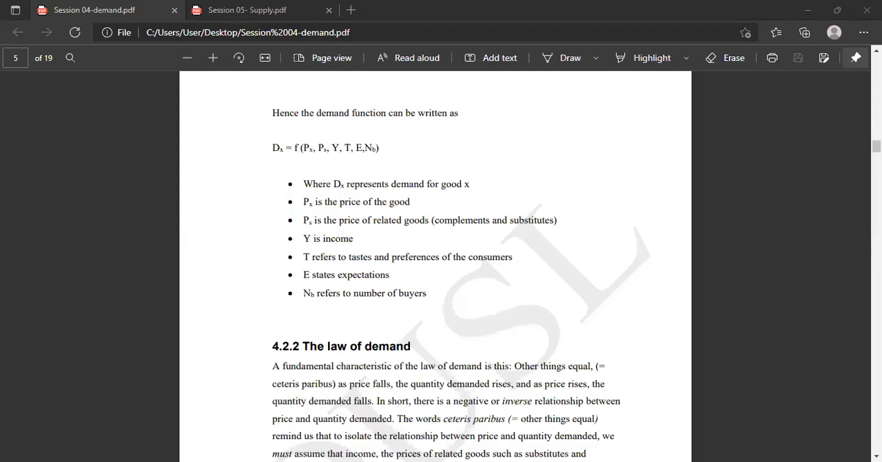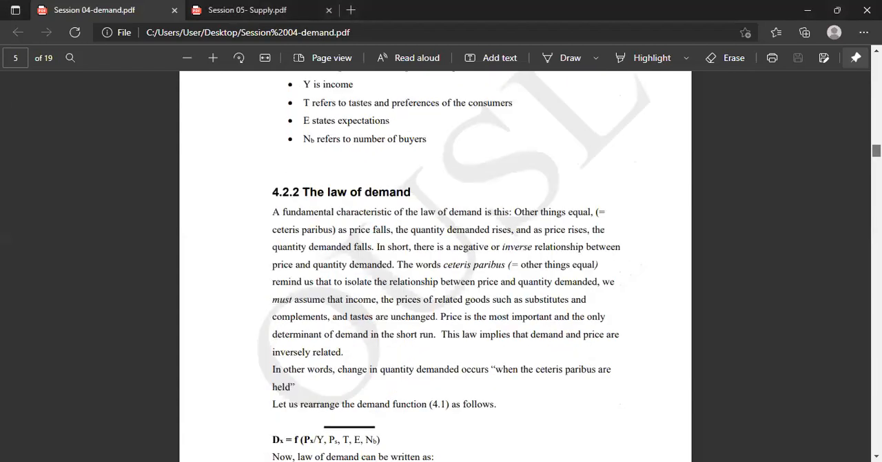Now listen carefully. Can you all remember the law of demand? Law of demand, anybody having doubts? So law of demand says that there is an inverse relationship between price and quantities demanded when the other factors remain constant. So I will do one thing.